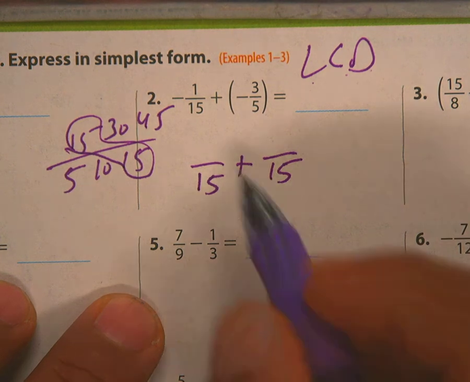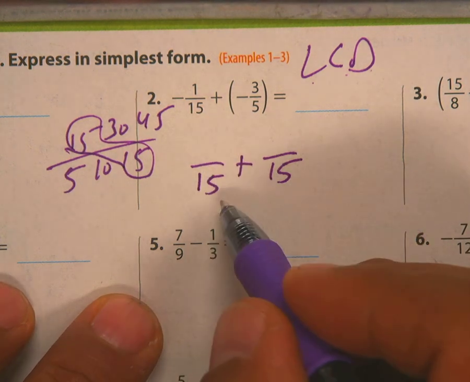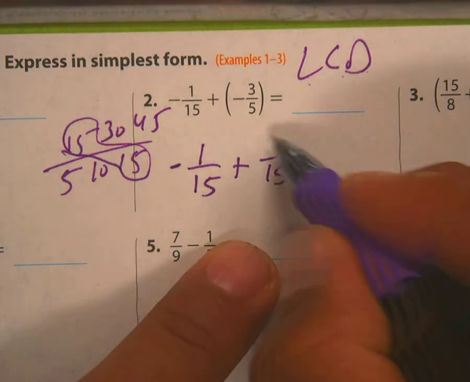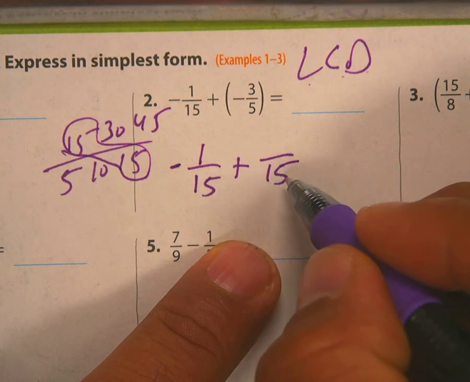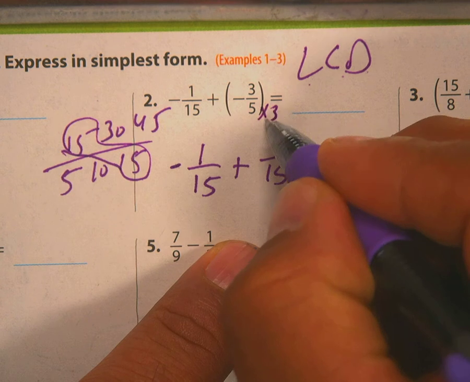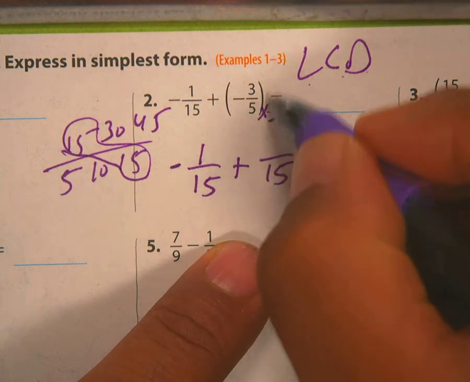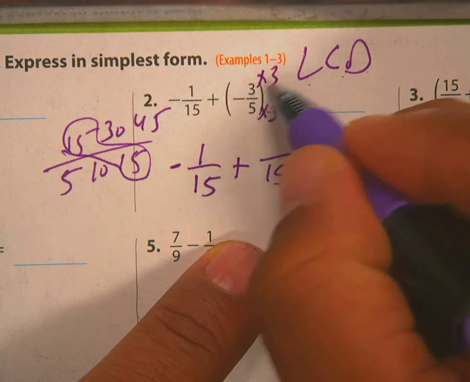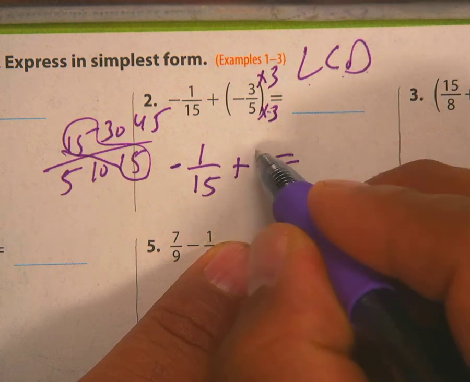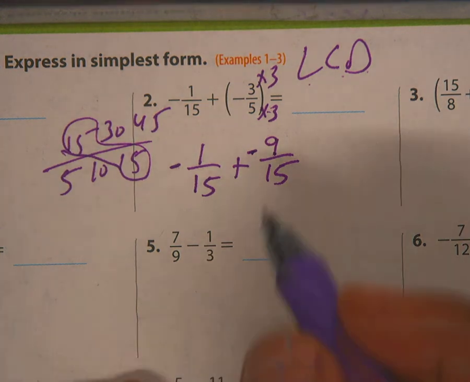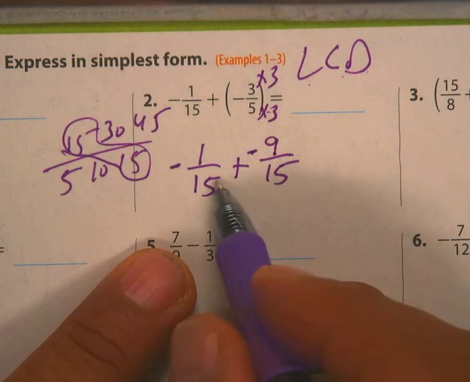Now, he was already at 15, so I'm going to leave him alone and just put the negative 1 there. But he was at 5 and he went to 15, so that means it's 5 times 3. And what you do to the bottom, you do to the top. So now you have 3 times 3, and it's a negative there, so I'm going to do the negative. That's a 9. Now you have like fractions because the denominators are the same.